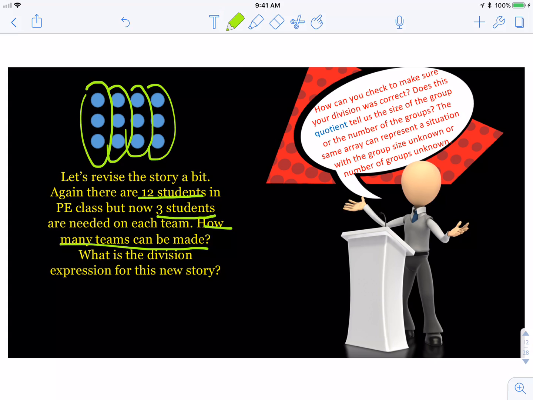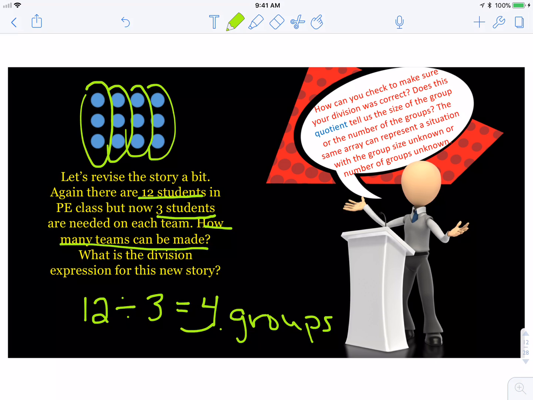What is the division expression for this new story? Well, it would still be 12, but it's 12 divided by 3, because we know we have 3 students in each team. 12 divided by 3 equals how many groups? 4 groups. How can I check my work? Take this times that, and it should equal that.